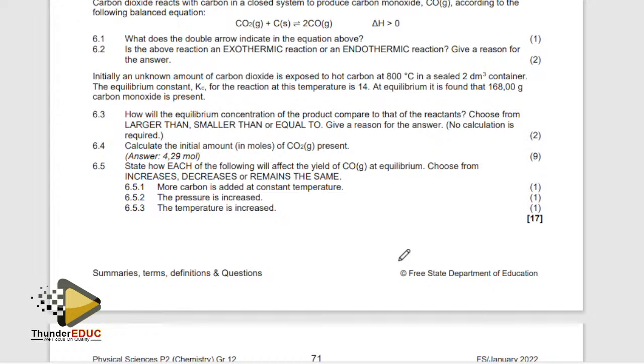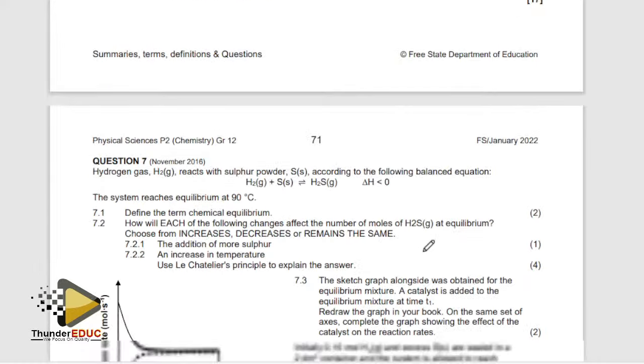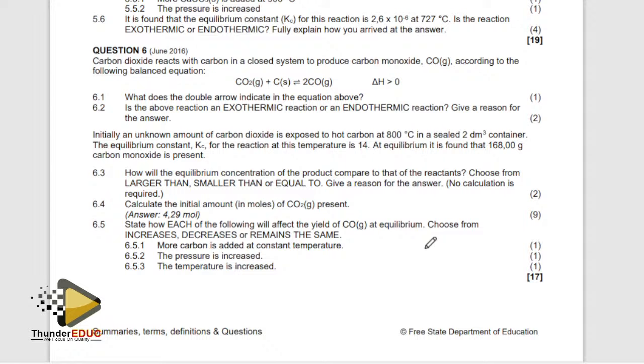Let me show you the chemical equilibrium. Let me check here for a question. Don't you think this one is good? This one could be good. Question 6.